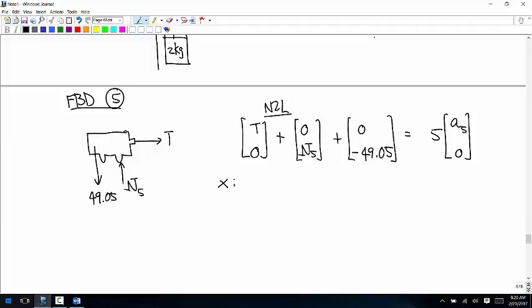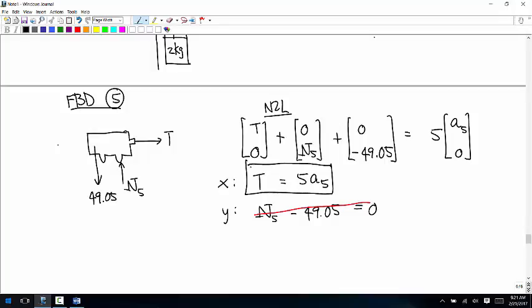So we get an x equation that says T is equal to 5 a5, and a y equation that gives us some stuff, but it's nothing that's useful for what we're trying to solve. So we don't care about this one. We do care about this one. We can't use that to solve for anything yet because it's one variable with 2 equations, but we'll come back to that as a system.